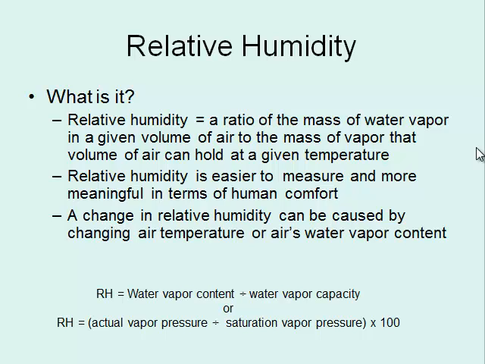So we could do some calculations. You guys are going to do this in lab, but you're going to be looking at the water vapor content and the water vapor capacity. You could also do this using vapor pressure as well, actual versus saturation. So there's two different ways of calculating it. There's lots of different methods that can go into determining a number for this relative humidity. We're going to use some instruments in class to measure this.